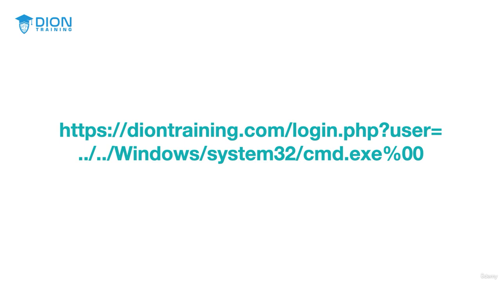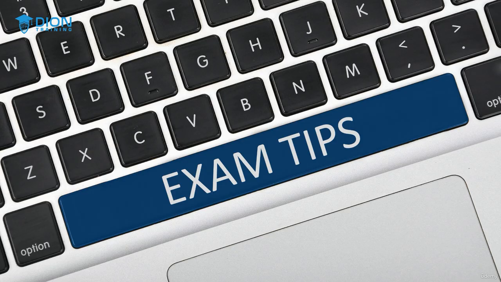Now, what is that %00 at the end? Well, that's a common tactic that's used to insert a null character at the end of your URL. That %00 in URL encoding is essentially a null character, and so this is being used to bypass the security mechanisms that would normally add a .php to the end of the request and instead allow us to use that .exe extension. Now, for the exam, let me give you a couple of quick tips.